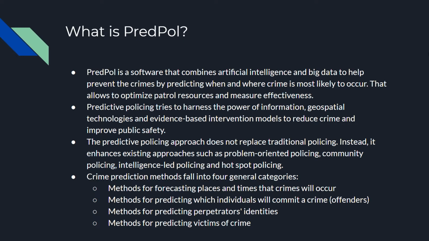Predictive policing tries to harness the power of information, geospatial technologies, and evidence based intervention models to reduce crime and improve public safety. It enhances existing approaches such as problem oriented policing, community policing, intelligence led policing, and hot spot policing. Crime prediction methods fall into four general categories: forecasting places and times that crime will occur, predicting which individuals will commit a crime, predicting perpetrators' identities, or predicting victims of crime.